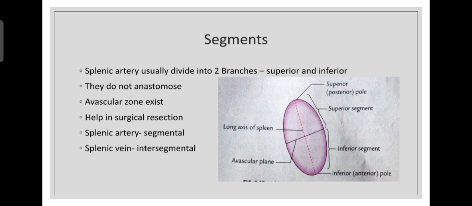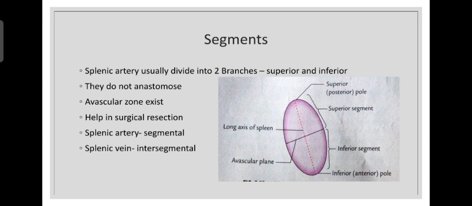Next, move on to segments. The segments are divided on the basis of the arterial supply. That is, the splenic artery divides into two branches, superior and inferior branch. The superior branch supplies this segment, the superior segment. The inferior branch supplies this segment, the inferior segment. They do not anastomose. So when there is any defect in one part, that part is affected, that is either the superior or inferior segment is affected.